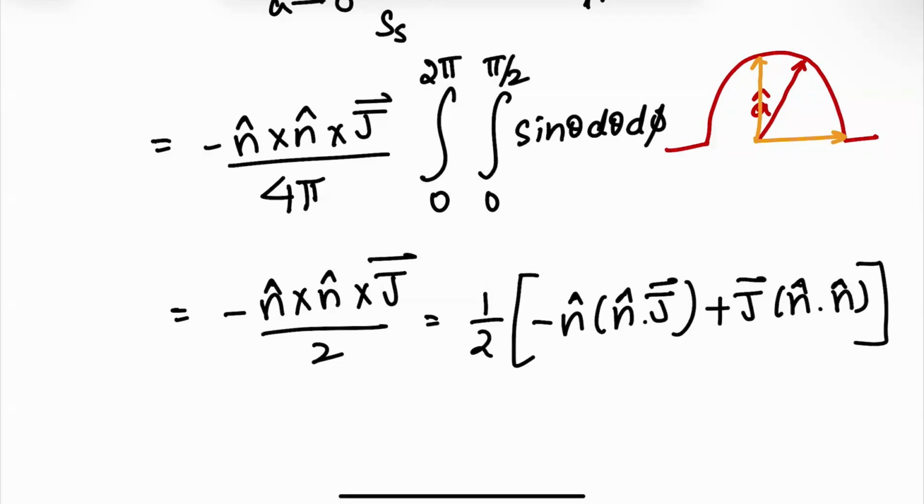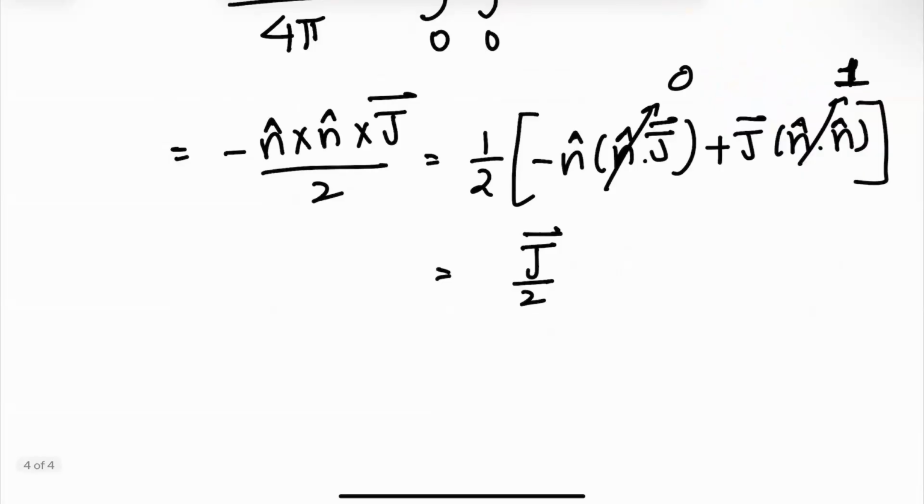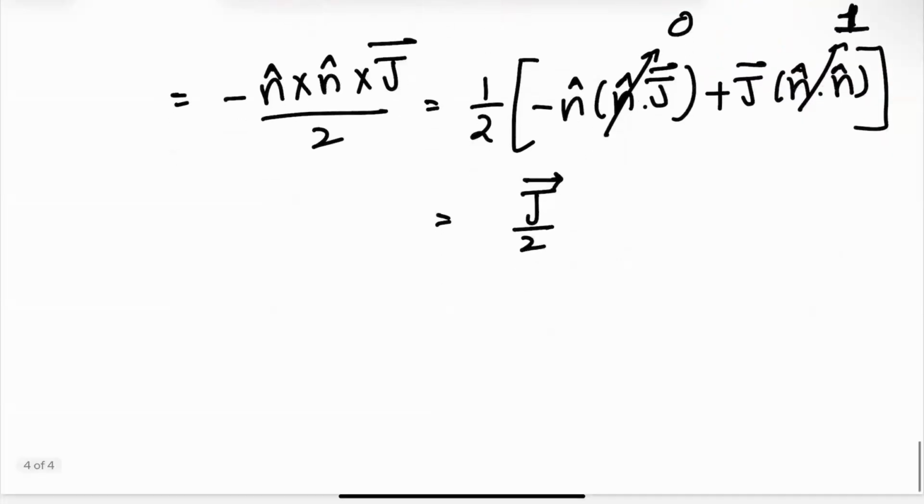Right? And what is this? When I take n hat dot j, that should be 0, right? Because n hat is normal and j is tangential. So this is 0 and this is 1. n hat dot n hat is always 1. So that gives us a very nice result that this is nothing but j over 2. Okay? So the singular component is just equal to j over 2.